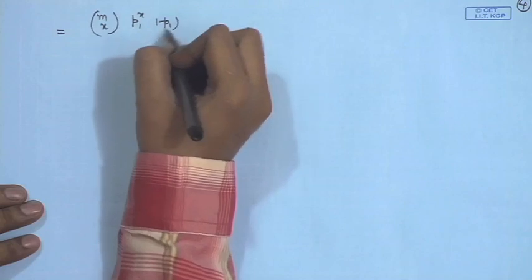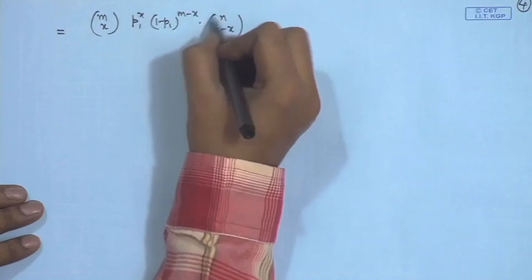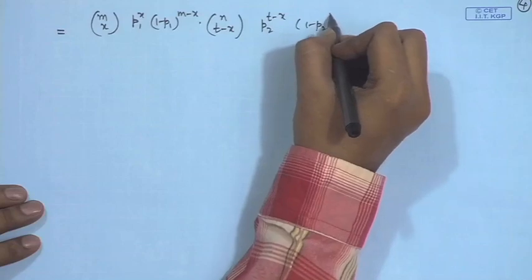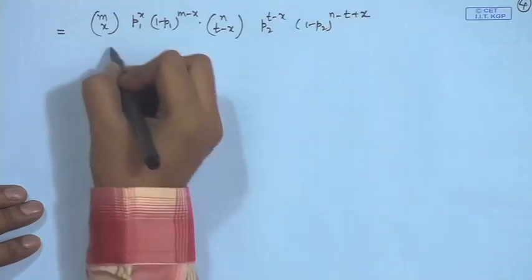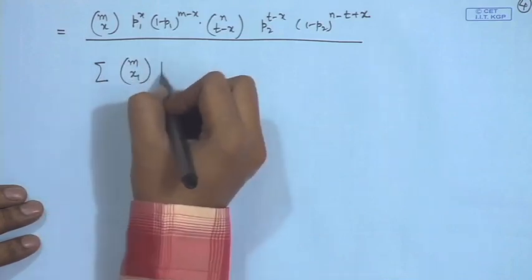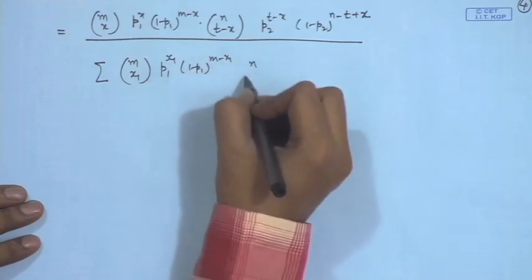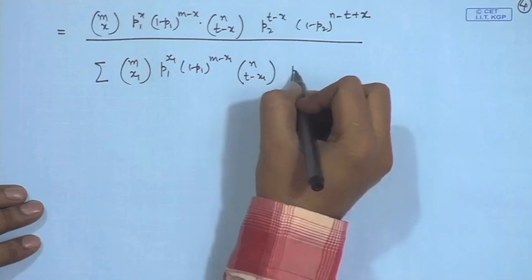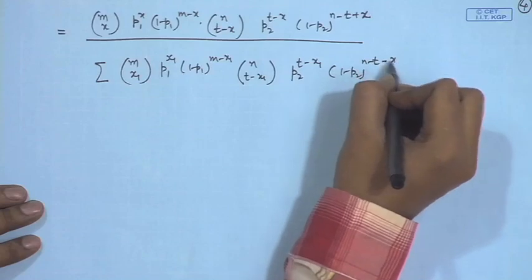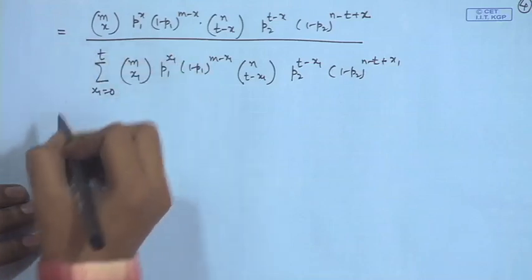(1 minus p1) to the power m minus x, n c t minus x, p2 to the power t minus x, (1 minus p2) to the power n minus t plus x, divided by the sum of p1 to the power x1, (1 minus p1) to the power m minus x1, n c t minus x1, p2 to the power t minus x1, (1 minus p2) to the power n minus t plus x1, where x1 is equal to 0 to t.